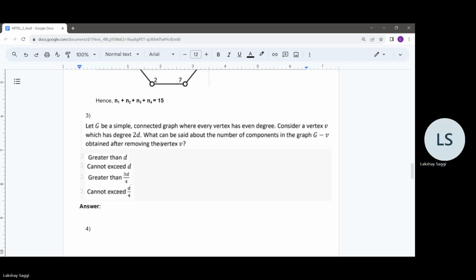So note that a very trivial bound here would be, since V has a degree of 2D, maybe there were 2D independent components connected to V. So if we delete the vertex V, then at max 2D components can be obtained, because 2 times D is the degree.